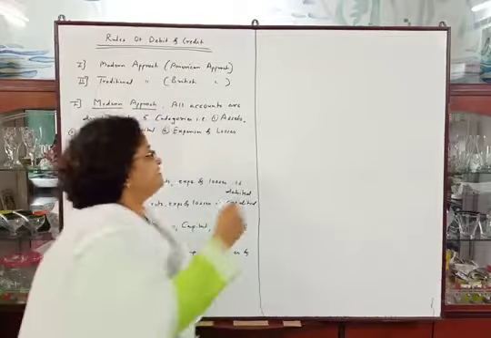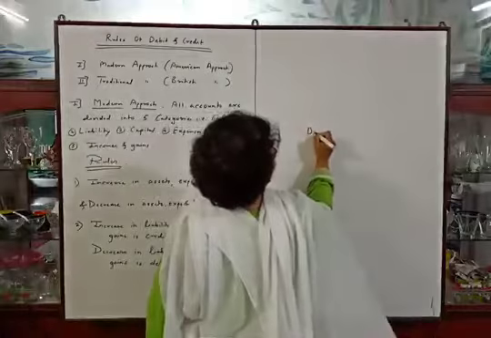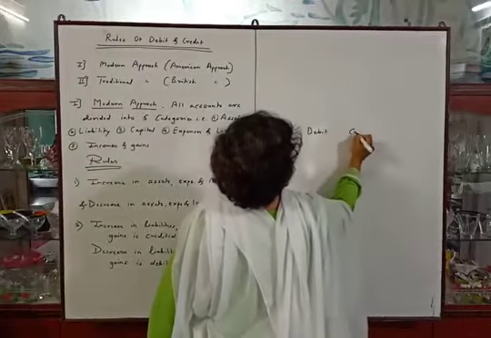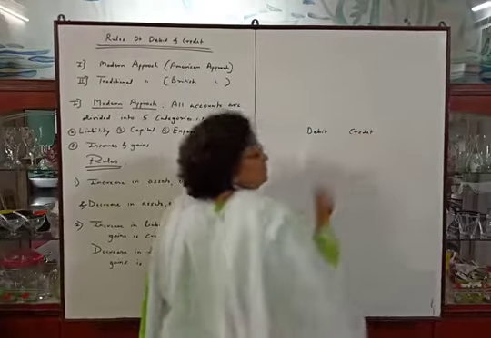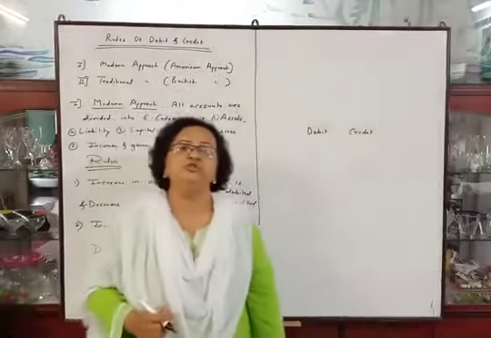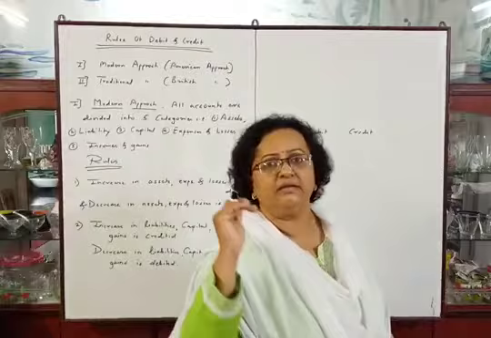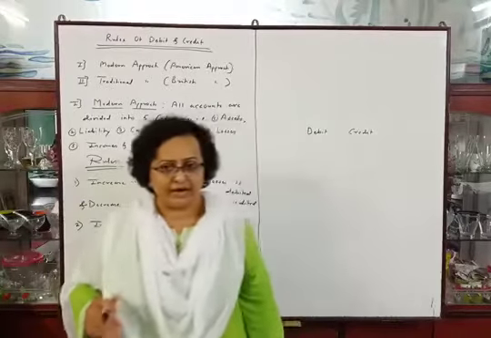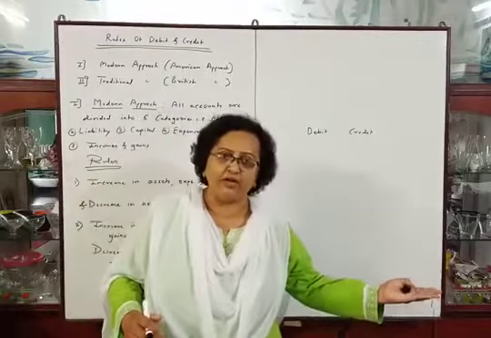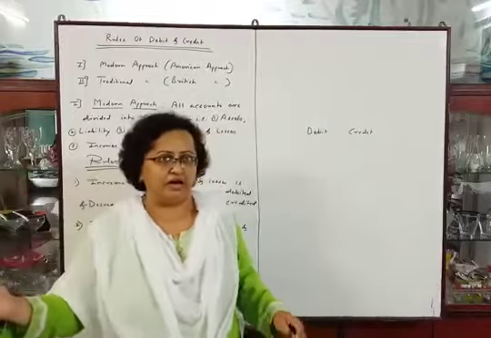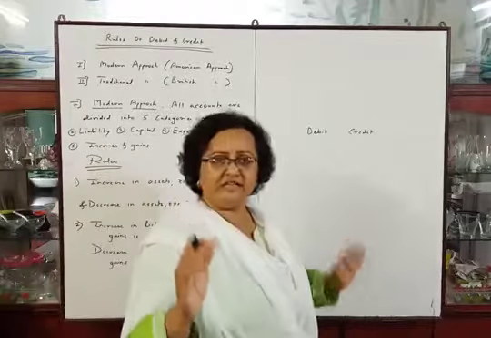Debit and credit, these are the two special terms used in accounting. It indicates whether the transactions are to be recorded in the left hand side of the account or the right hand side of the account. Account is very simple.